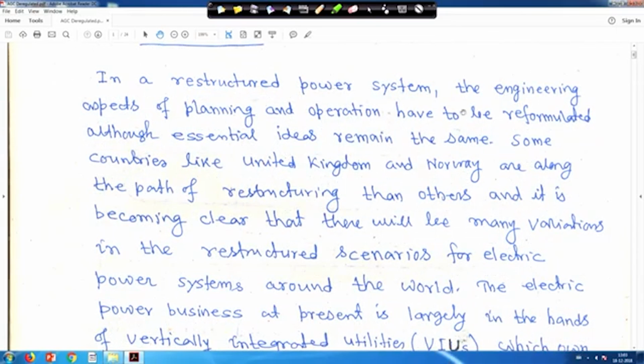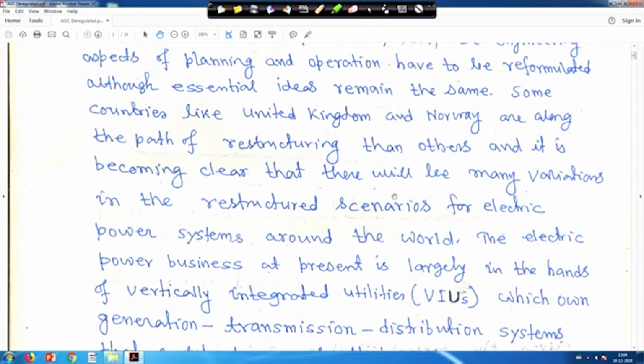In a restructured power system, the engineering aspects of planning and operation have to be reformulated, although the essential ideas remain the same. Look, power generation, transmission, distribution: that power has to be generated and it will go through the transmission to the distribution side. So the essential ideas remain the same. Some countries are further along the path of restructuring than others, and it is becoming clear that there will be many variations in the restructured scenarios for electric power systems around the world, right.